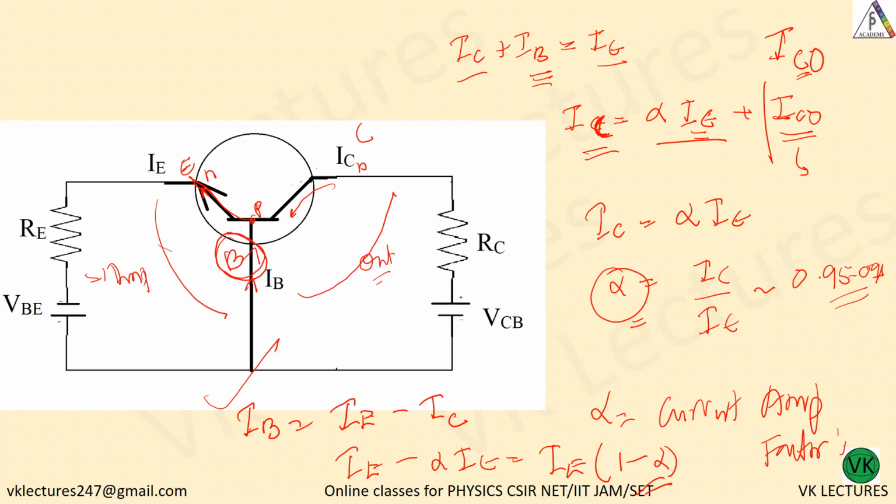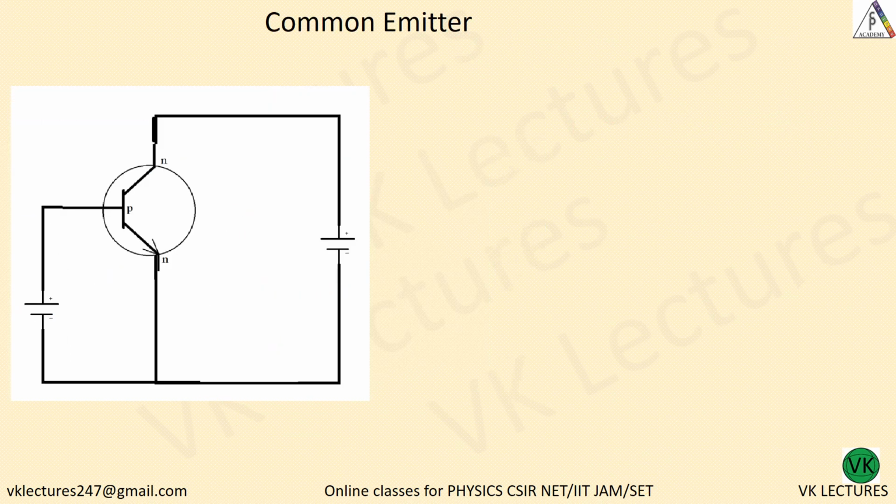So you see this will be only 1 or 2% of the total current, which is nothing but IB. So this is IE, this is IB, this is IC. IE is equal to IB plus IC.